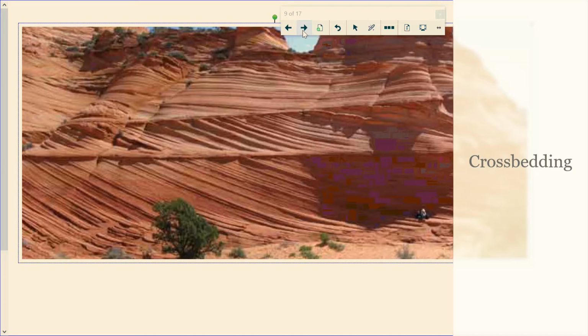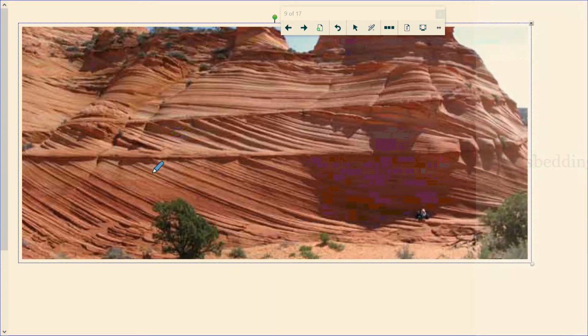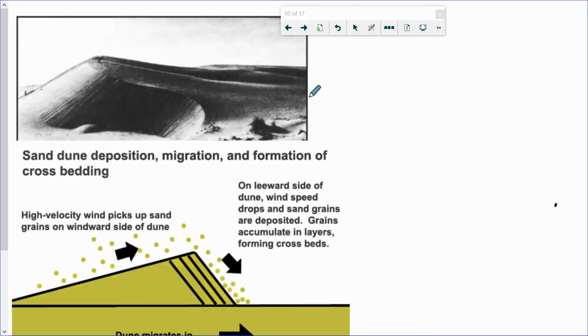Okay, so here we have some cross-bedding. This is just to show that the wind, those sand dunes, you can get these cross-bedding features. This is a wind deposition environment. And you can see some sand dunes here. So this one shows it nicely. You've got the gentle slope and then the steep slope. It's called windward and leeward side.